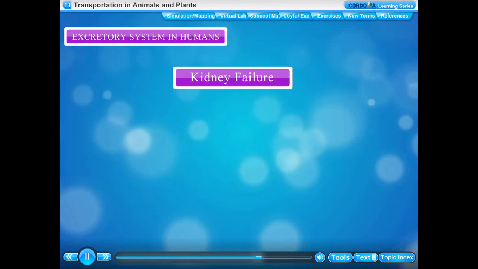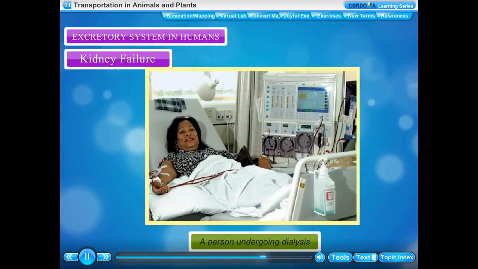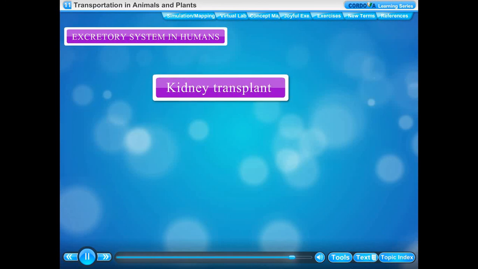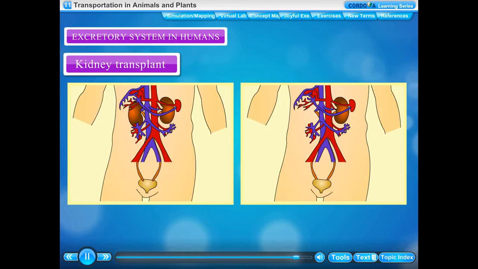Kidney failure. Dialysis. The process of cleaning the blood of a person with kidney failure by separating the toxic waste products using a dialysis machine is called dialysis. Kidney transplant. The damaged kidney can also be replaced by another person's healthy kidney by a surgical procedure.